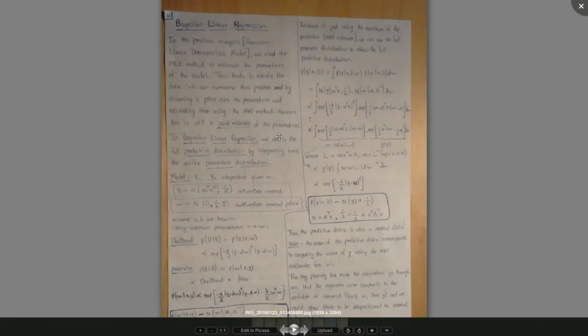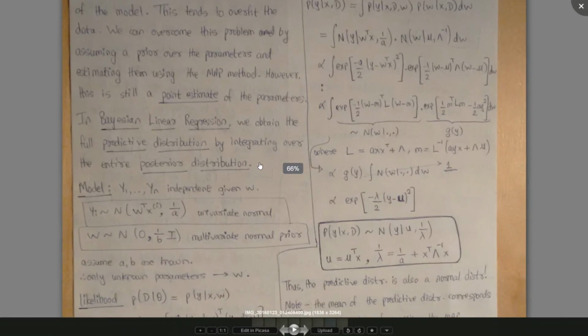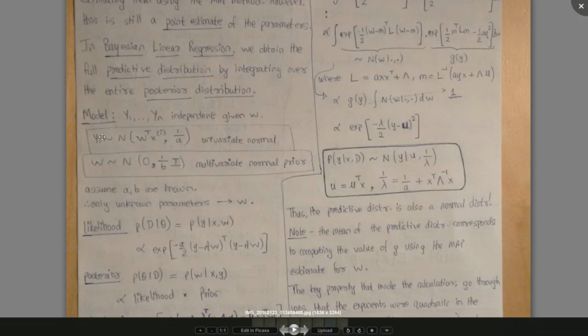So we say that we had this, right? Yi is normally distributed with W transpose Xi and some sigma square, which can also be written as 1 by A, where A is the precision of this univariate normal. Okay, so this was the model that we assumed for the likelihood of y given W and X.